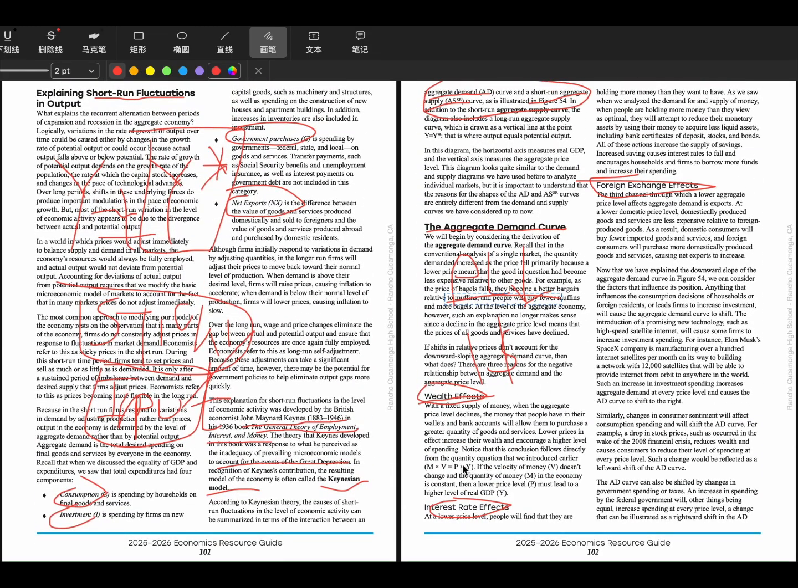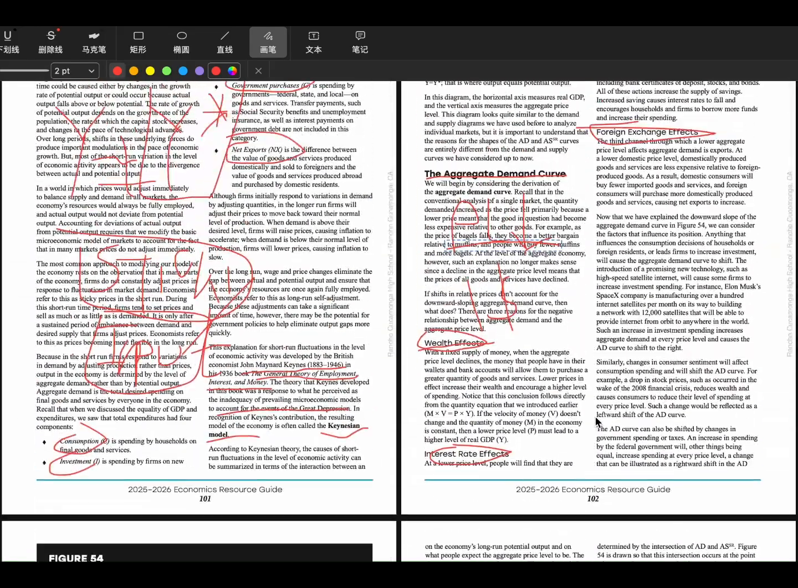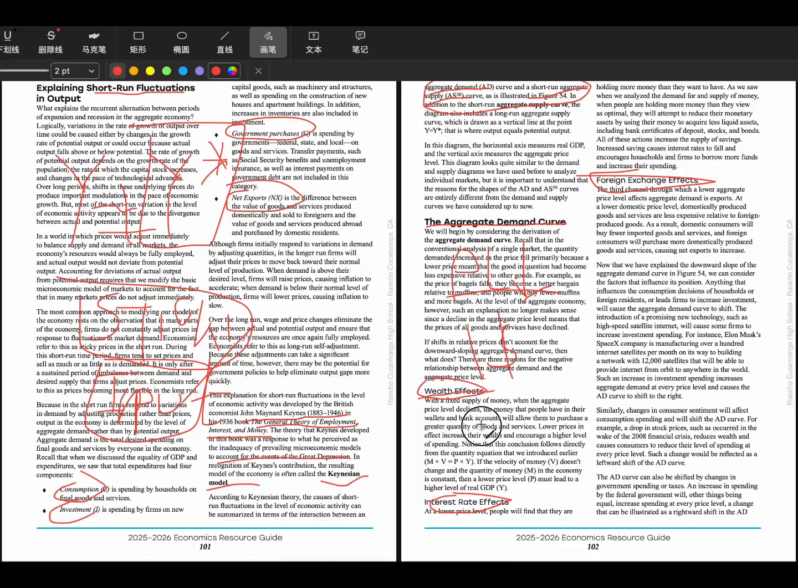Now, here's the second reason as to why aggregate demand is downward sloping. The second reason is that if the price level is lowered, people will have more disposable income. They would have more money. I would have more money in my pockets. What do I do with that more money? If I don't spend it, I will save it. What happens if I save it?